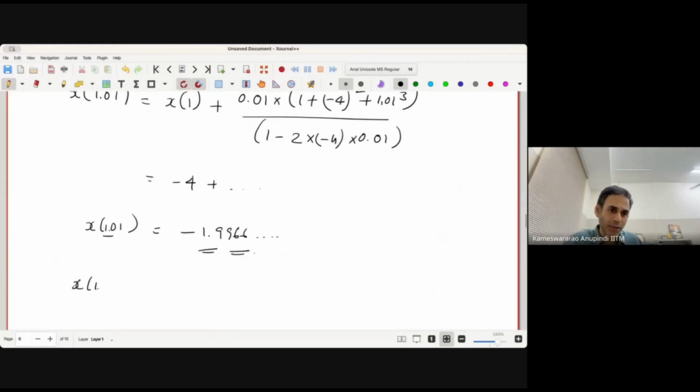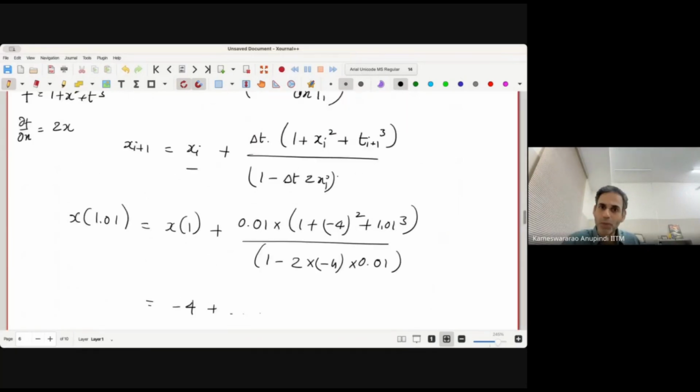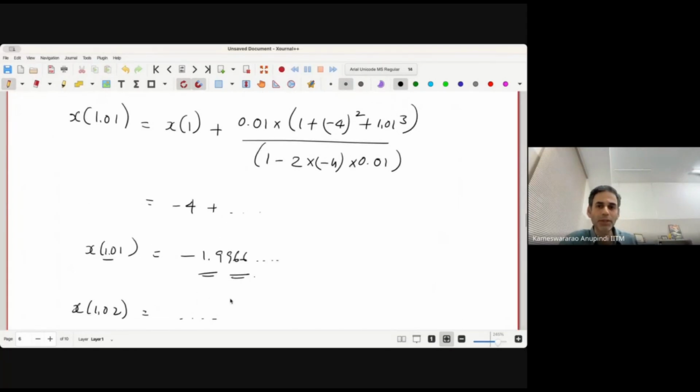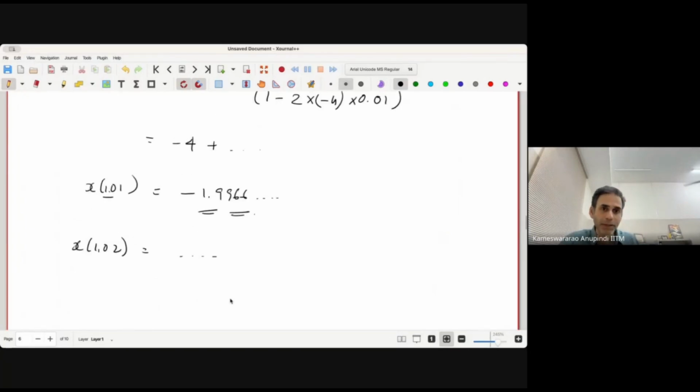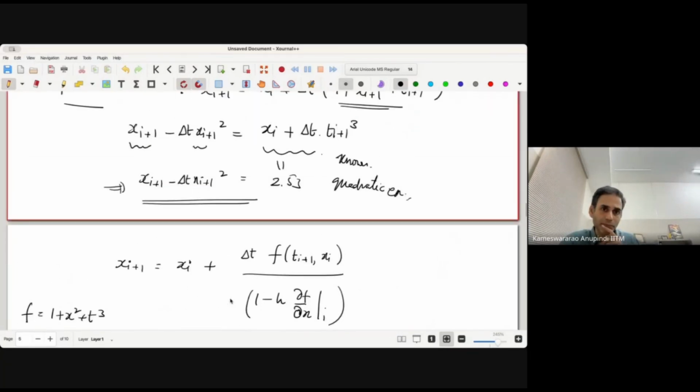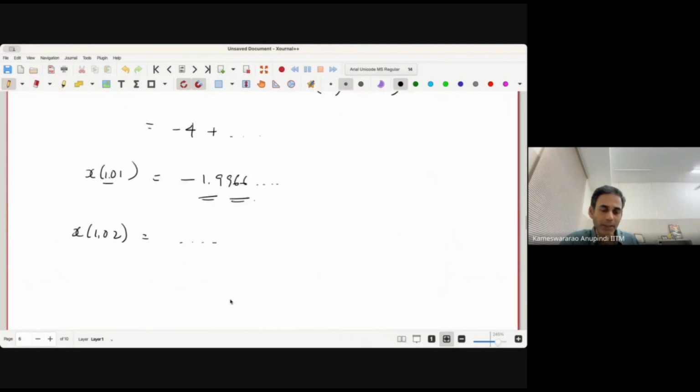You can write what is x of 1.02 in terms of x of 1.01 and so on. Everything else has to be in terms of x of 1.01, and then ti plus 1 will become ti plus 2. That means it will become 1.02 cube and so on. So that is how we can proceed. And then of course this also can be easily coded up. So that is about the implicit Euler method.